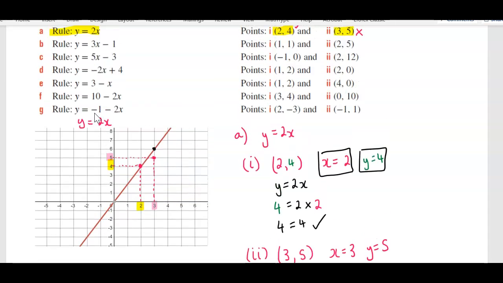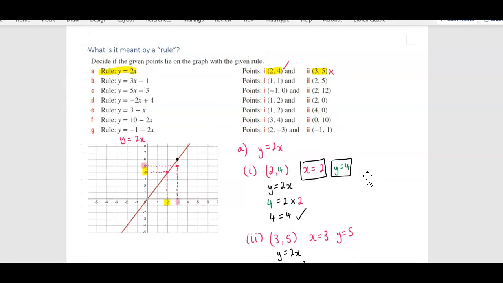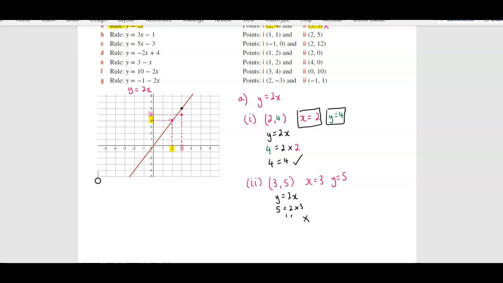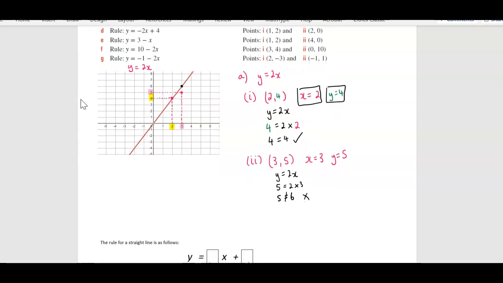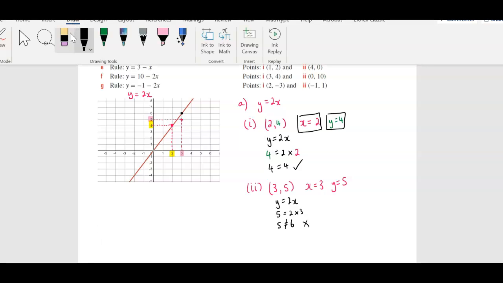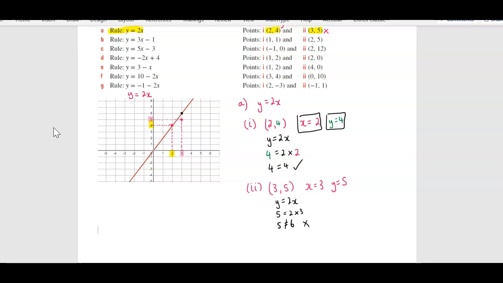All right, so have a go at doing the rest on your own, or you can keep watching if you like, because I'm going to do them anyway. But we're just going to test by doing this substitution. All right, so for question B, I haven't left much room to do these answers, so we might not do every single one. I might just put the answers up the top.